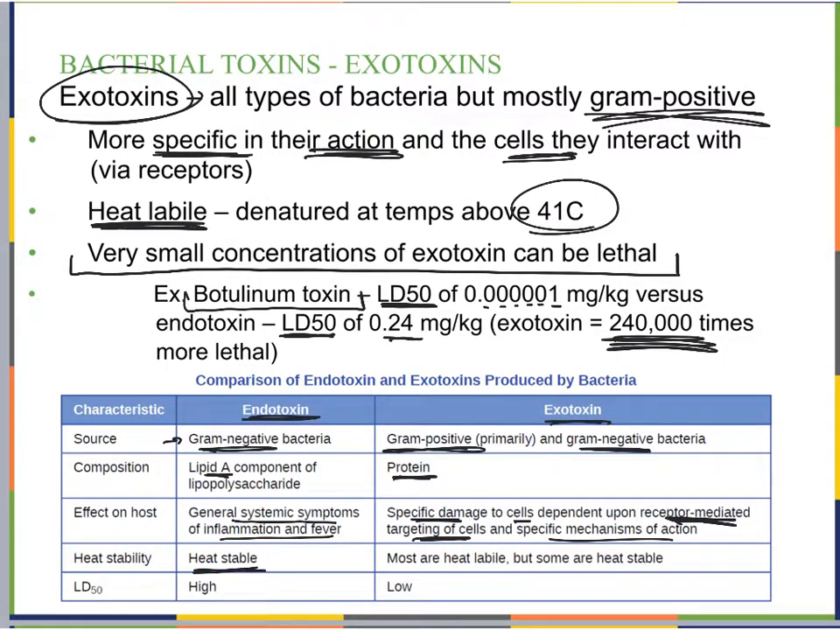Heat stability: our endotoxin, again, is very heat stable. Over here, our exotoxin is not very heat stable, but some are. The LD50, remember, for an endotoxin is high. The LD50 for an exotoxin is low.